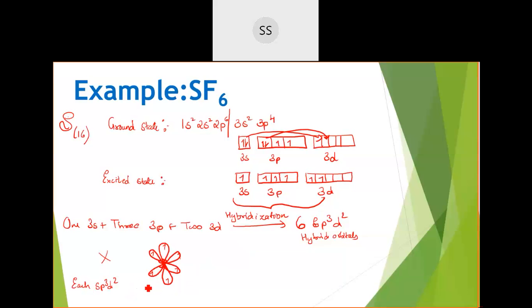Each sp3d2 hybrid orbital of sulfur overlaps with the 2p orbital of fluorine. They are overlapping to form how many bonds? 6 sulfur-fluorine sigma bonds. Because sulfur is binding with fluorine, so sulfur-fluorine sigma bonds.